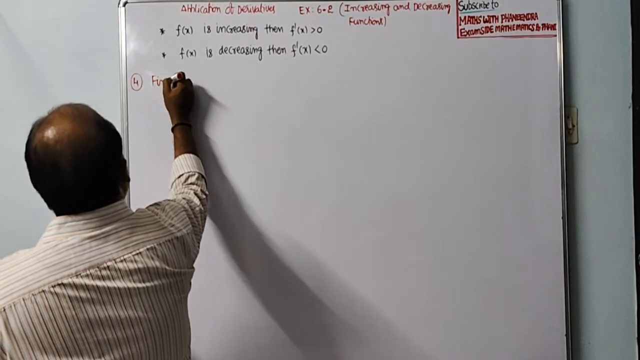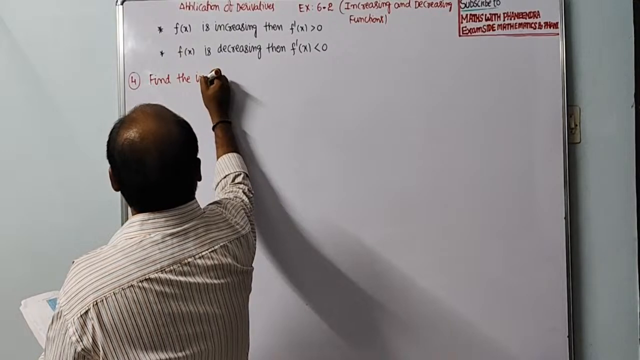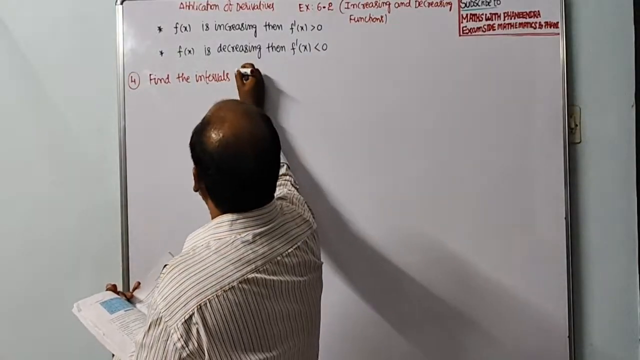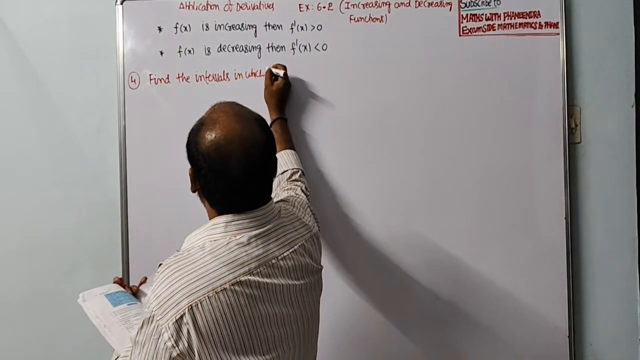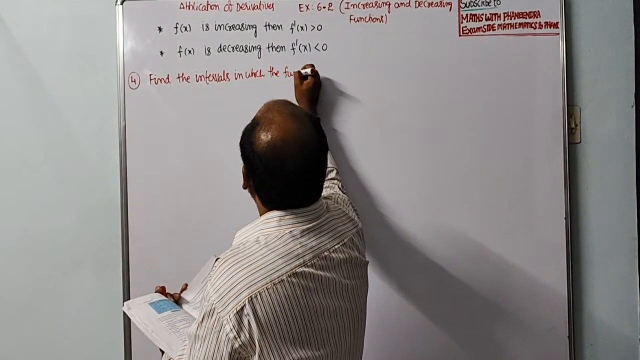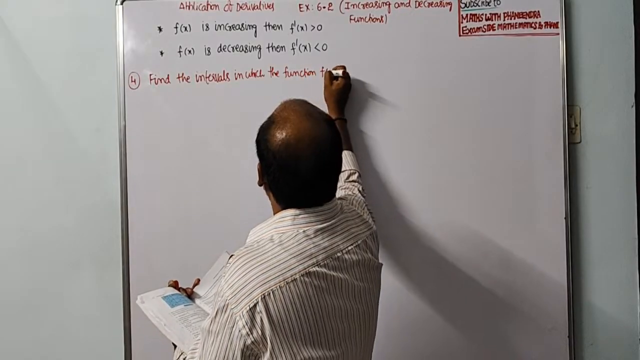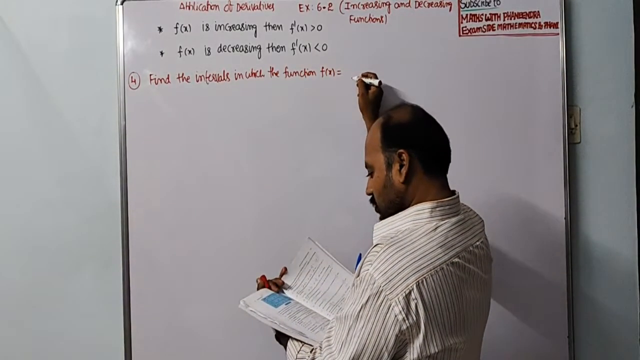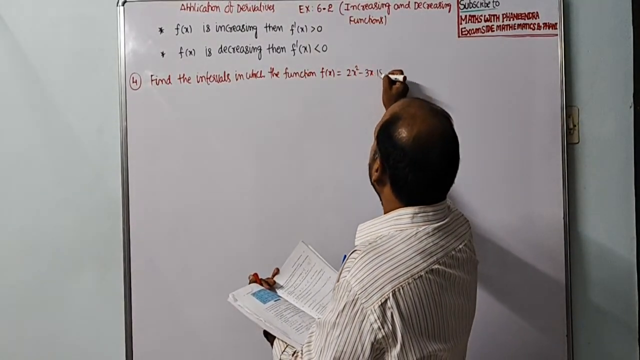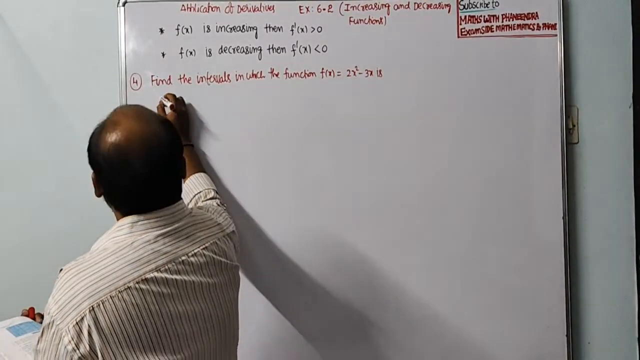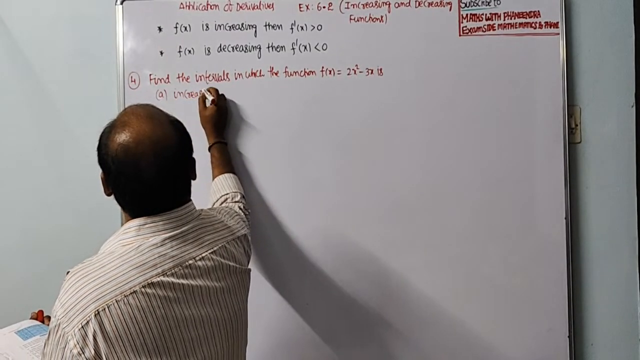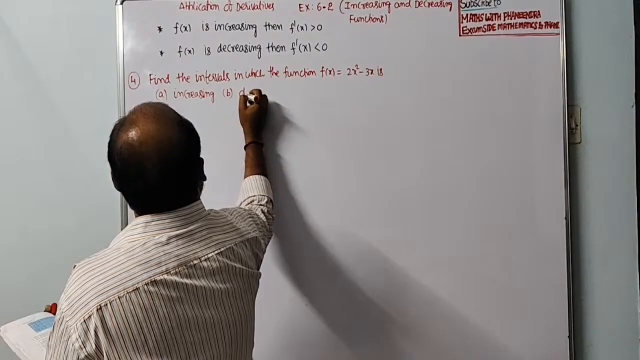Find the intervals in which the function f of x equal to 2x square minus 3x is increasing, decreasing.